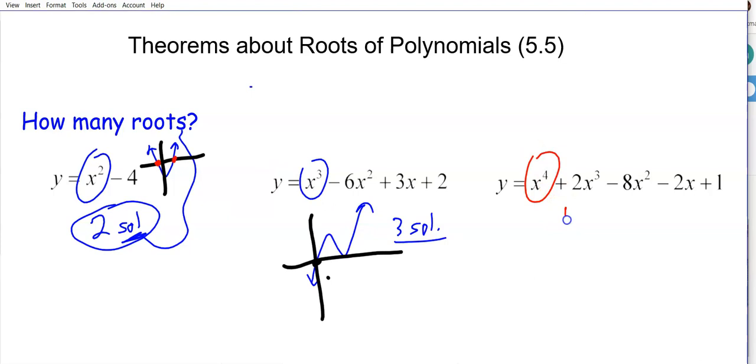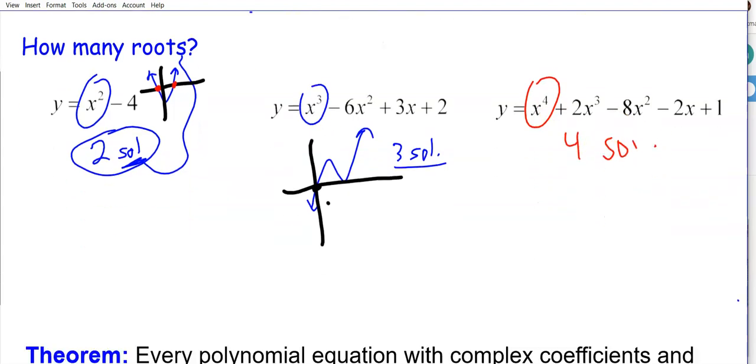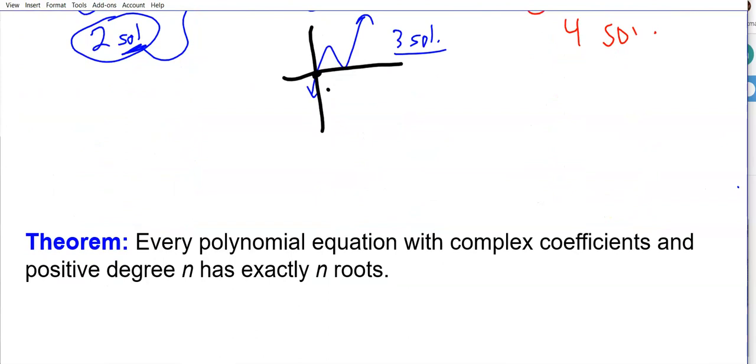X to the fourth, so there will be four solutions. If you want to say that in words, the theorem, you can write that down, is that every polynomial equation of degree n has n solutions, which is basically what we did. Third degree, three solutions. Fourth degree, four solutions. Pretty simple concept.